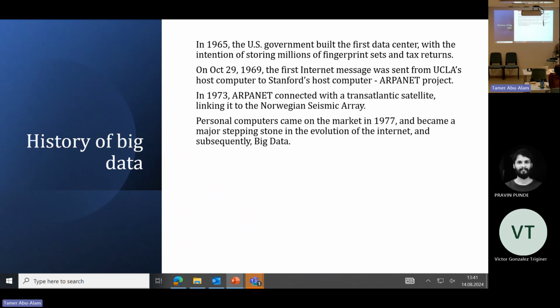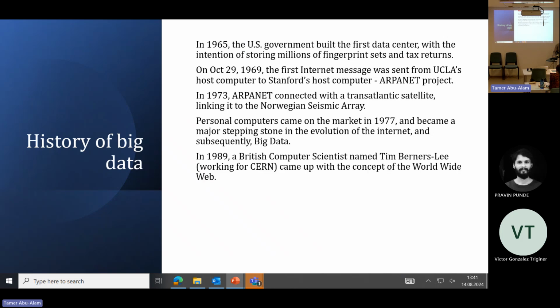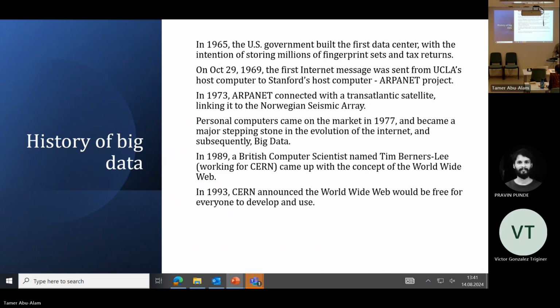Then in 77, we had the personal computer, and Apple was behind this innovation. In 89, the British computer scientist Tim Berners-Lee, who was working for CERN, came with the idea of the WWW, the internet. In 93, CERN decided to make the internet available for everyone for free. 93, this is just yesterday.